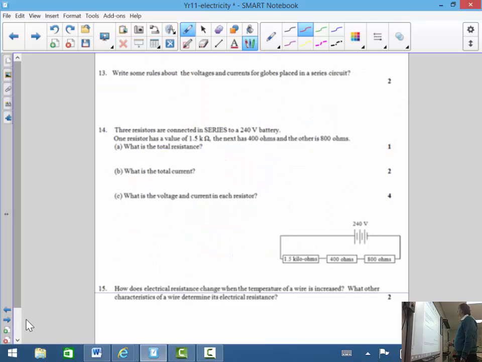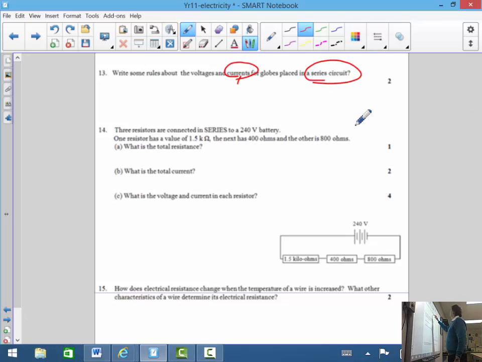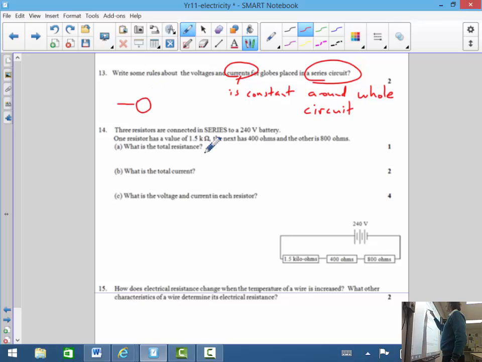Alright, write some rules about the voltage and currents for globes placed in a series circuit. So in a series circuit, you will find the current is constant all the way around. It is constant around the whole circuit, because there's only one path. Whereas the voltages, when you go and check voltages across a series circuit, like this one here, you'll find that the voltages add up to be the same as that coming from the power pack. So 20 volts, you might find that 14 volts are used there and 6 volts are used there. So the sum of the voltages here should add up to the voltage that's coming out from the power pack.